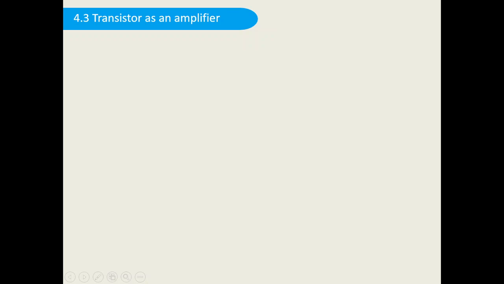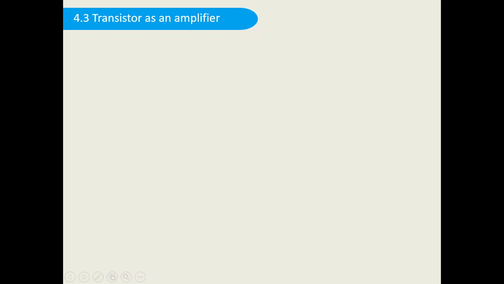So, in the previous session, while learning the output characteristics of bipolar junction transistor, we understood that the transistor can be operated in three regions. The first is cutoff region, the second is active region, and the third one is saturation region. In cutoff region, the transistor can be used as an off switch, while in the saturation region, the transistor can be used as an on switch, while in active region, the transistor can be used as an amplifier.